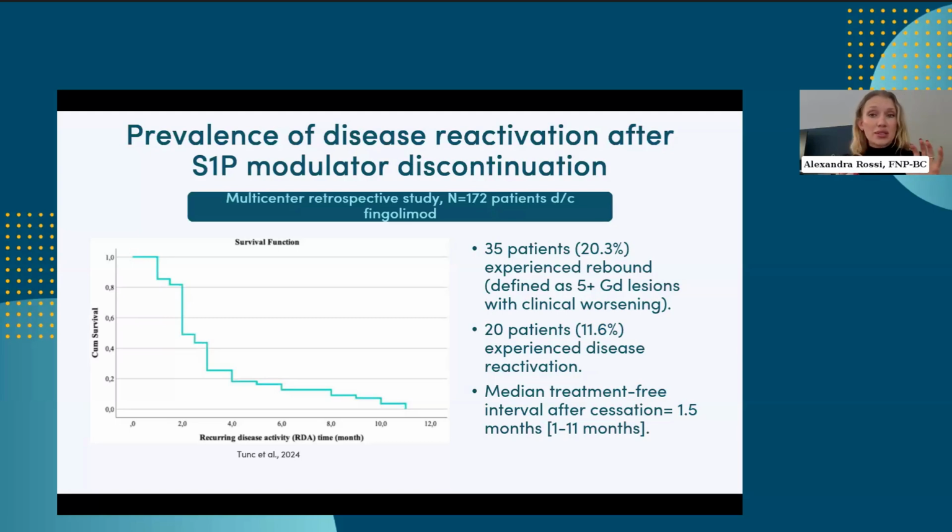So when those are taken together, you have a pretty high percentage of patients coming off of an S1P that are experiencing new MRI activity. And the median treatment-free interval after cessation was about 1.5 months. So again, these are things we need to be thinking about: the percentages of patients having new disease activity when you stop fingolimod or any S1P. Next slide.